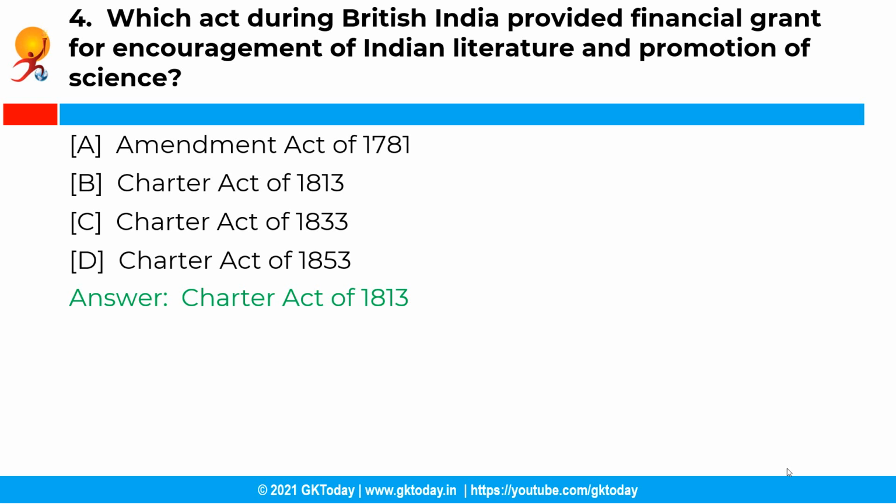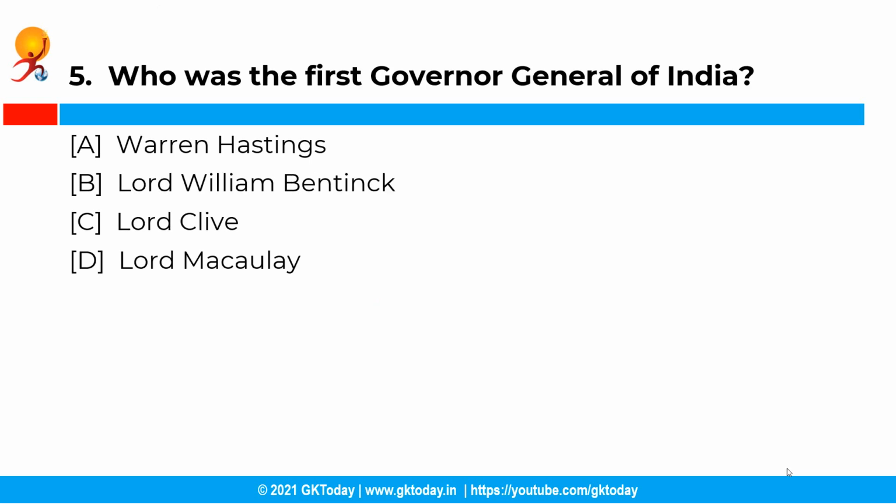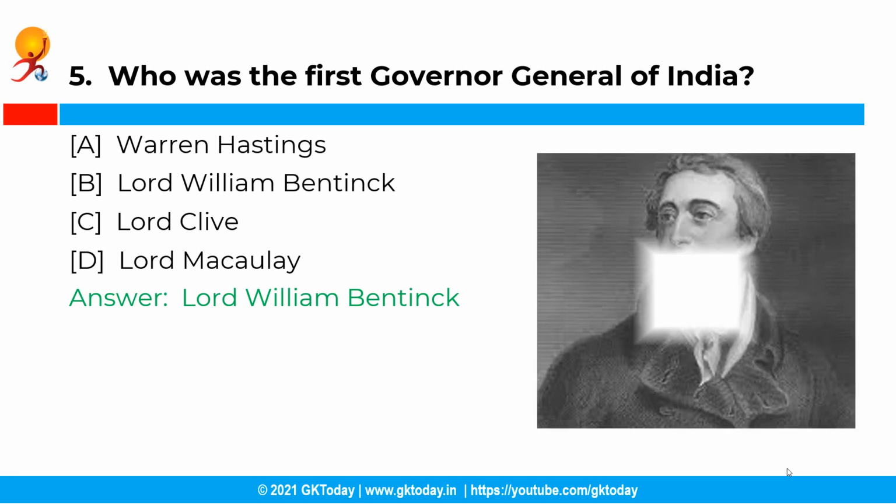Now let's move to the next question. So the question is, who was the first Governor General of India? Now your options are option A, Warren Hastings, option B, Lord William Bentinck, option C, Lord Clive, and option D, Lord Macaulay. Now the answer for the question is option B, Lord William Bentinck.